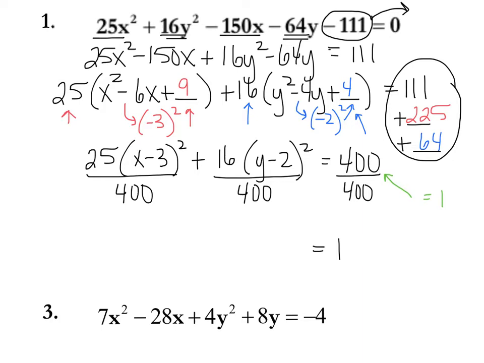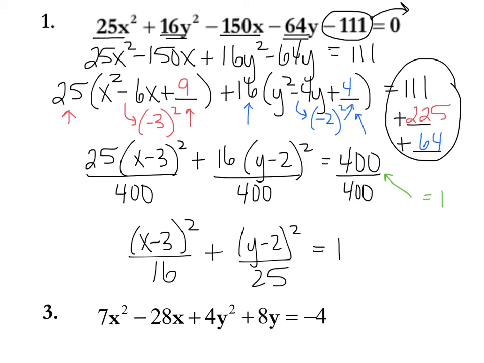So now I'm just going to reduce 25 over 400, which gives me 1 over 16, or (x minus 3) squared over 16. And then when I reduce 16 over 400, it reduces to 1 over 25. So (y minus 2) squared over 25. Okay, so there is our standard form for the ellipse.